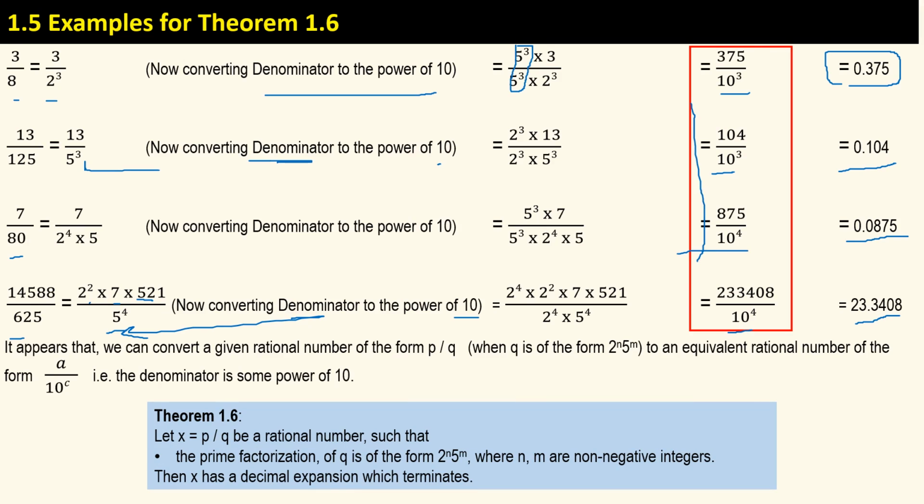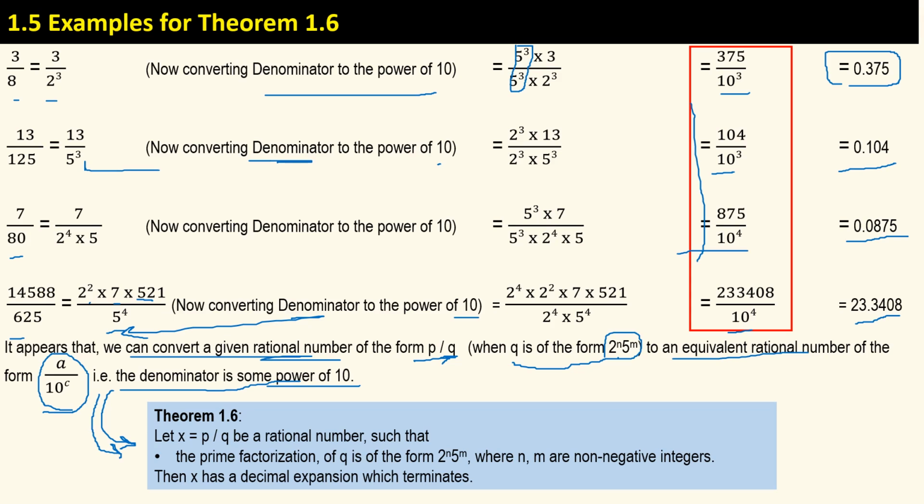And now let's focus on the values which are in this box here. They all have a denominator that is a power of 10. So it appears that we can convert a given rational number of the form p divided by q, where q is of the form 2 raised to power n multiplied by 5 raised to power m, to an equivalent rational number of the form a divided by 10 raised to power c, that is, a denominator which is some power of 10.